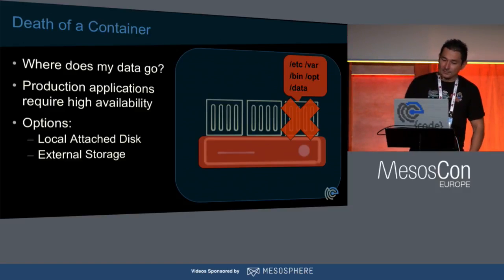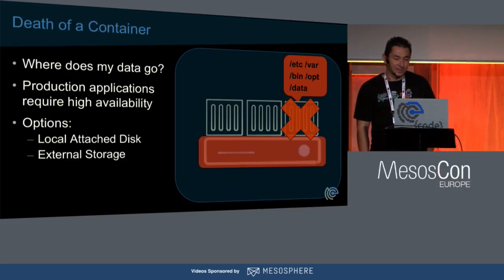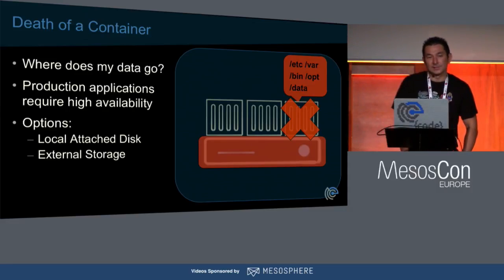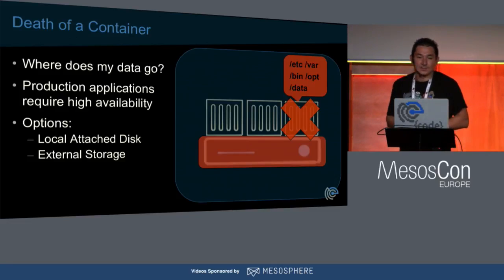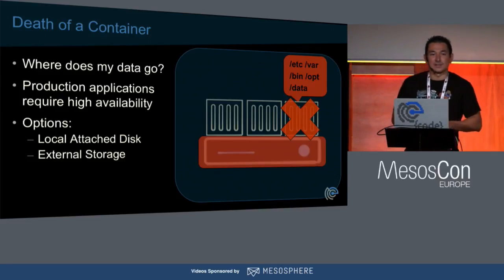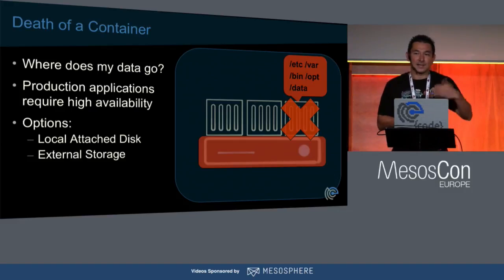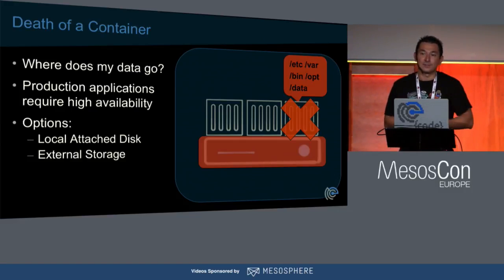So that leads to the two options that are available for data persistence. The first option is you can use a local attached disk, so basically direct attached storage, the hard disk that's connected directly to your compute node. And then the other option is external storage. That's storage that lives outside the compute that can be attached to that host and be mounted within that volume.